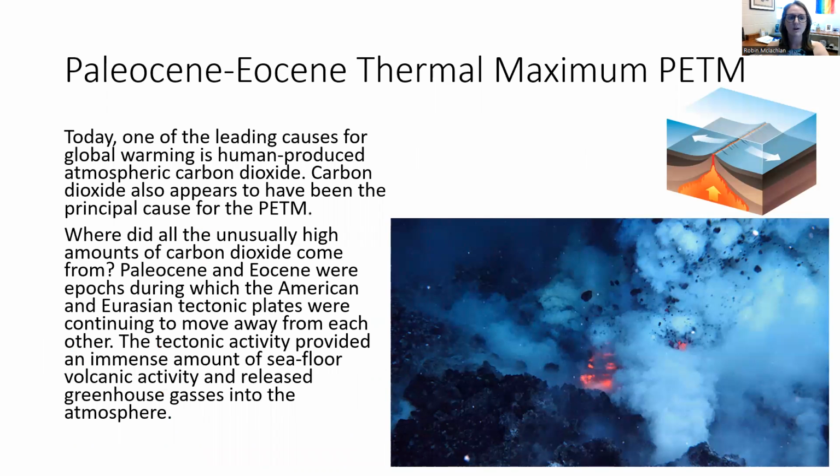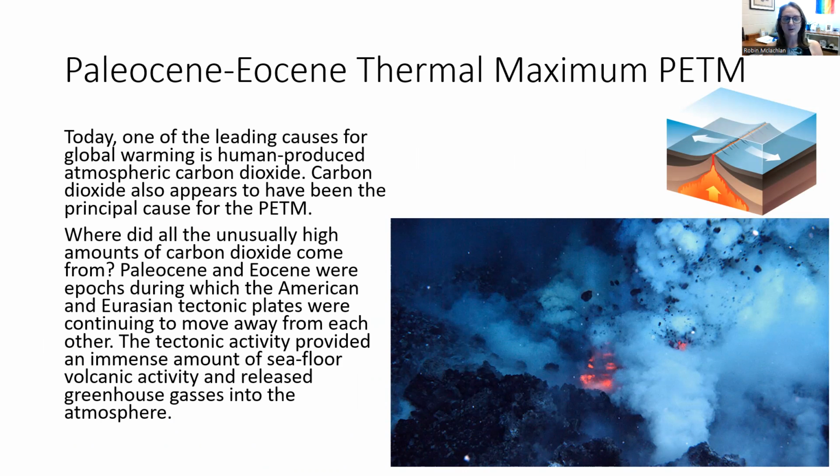Today, we know that one of the leading causes for global warming is human-produced atmospheric carbon dioxide. Carbon dioxide appears to have also been the principal cause of PETM. That carbon dioxide wasn't from humans, though. Instead, it was from volcanic activity. Okay, so where did this unusual amount of carbon dioxide come from? Why did Earth heat up so quickly during the PETM?